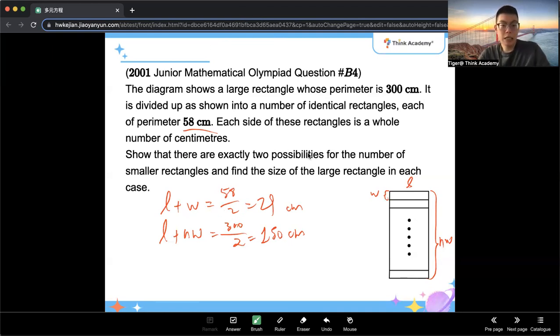Yeah. And we want to find out the exact two possibilities for the number of smaller rectangles, and we can try to find the size of the large rectangle in each case. So it means that I need to solve for the n, right? I need to solve for the n in this case, which means that I can try to eliminate one of the unknowns we have, L, by removing the first equation from the second one.